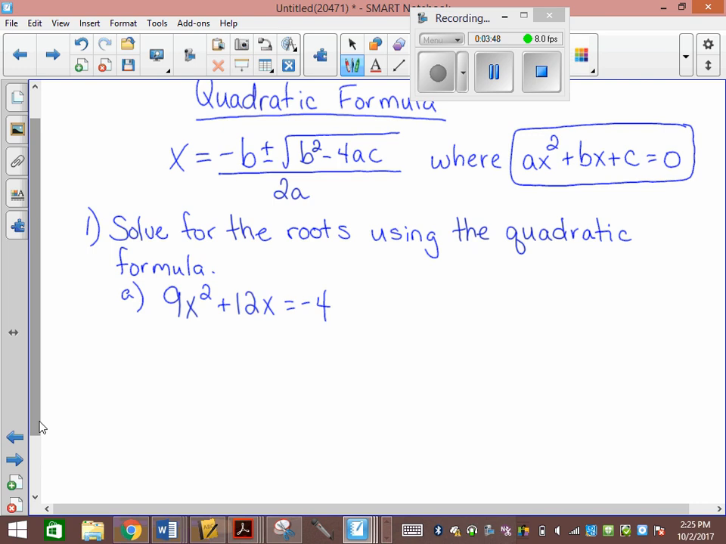So I'm going to move the 4 over because I can't use the quadratic formula until it's all equal to 0. So 9x squared plus 12x, and to move that 4 over, I'm going to add it. So plus 4 equals 0. So if I could take a GCF out, would I? For the quadratic formula? No, because we want it in the form ax squared plus bx plus c. You need it to be in this form.